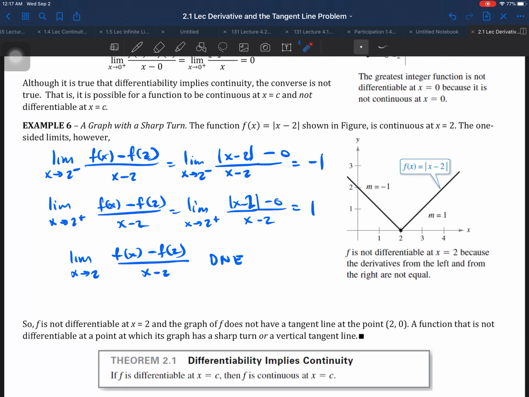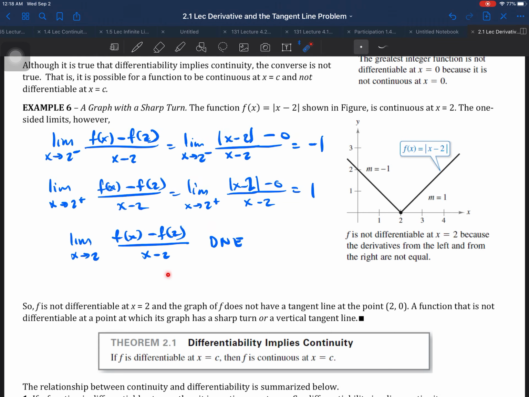In a similar way, we can take the limit of f of x minus f of 2 all over x minus 2 coming from the right side. Well, this number is bigger than 2, so a bigger number minus 2 would be positive, and the absolute value of a positive is positive. Here, the same thing: a number greater than 2 minus 2 will be positive. So you have positive over positive, which will give you 1. So those two are different, so therefore the limit does not exist.